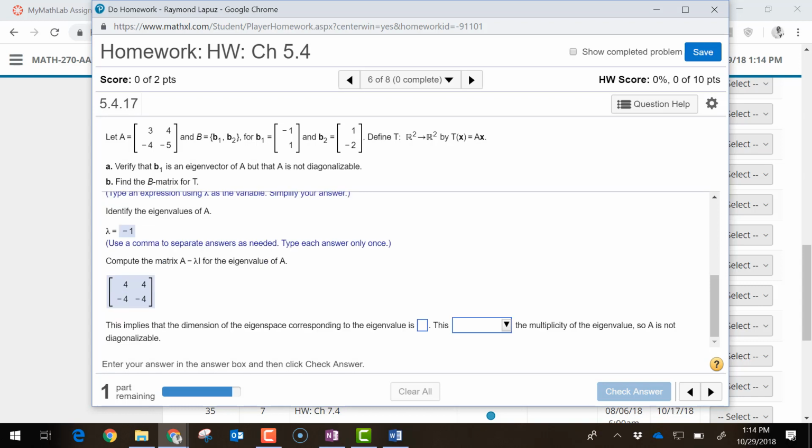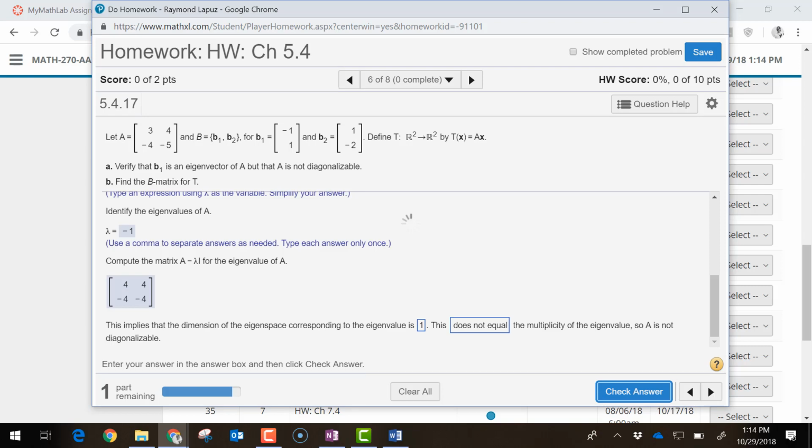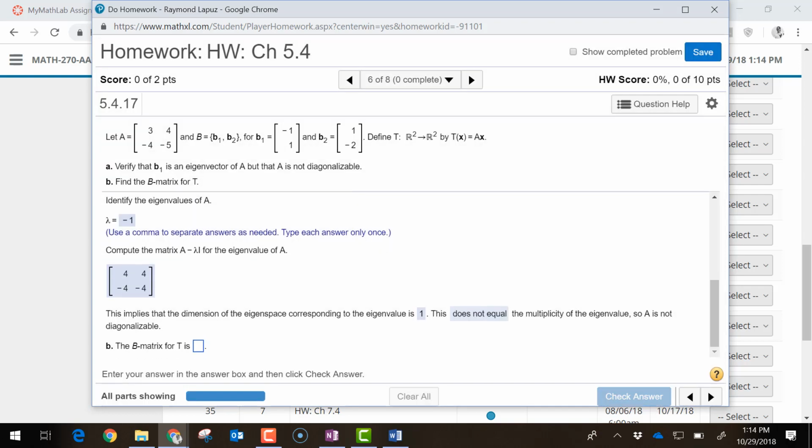Oh, number of parts remaining. This implies that the dimension of the eigenspace corresponding to the eigenvalue... So the eigenspace only had one vector, so it's one-dimensional. This does not equal the multiplicity of the eigenvalue. So that's basically what we concluded in our set of notes. So that part is good. And so they want us to find a B matrix for this. So let's find a B matrix for this.